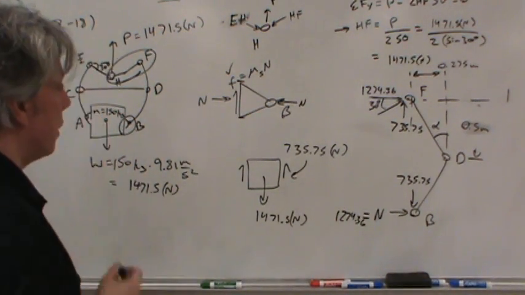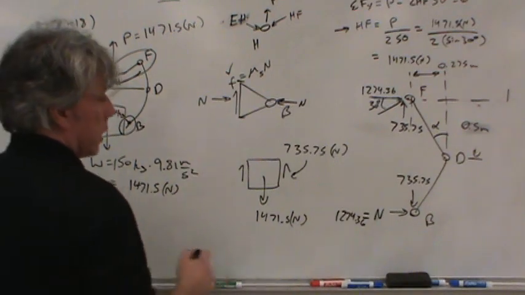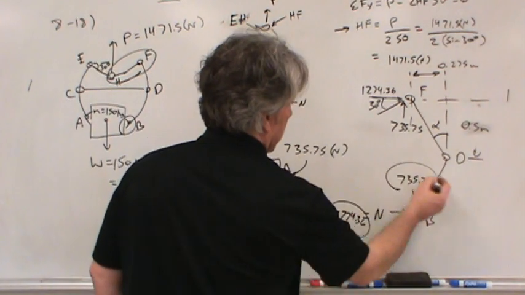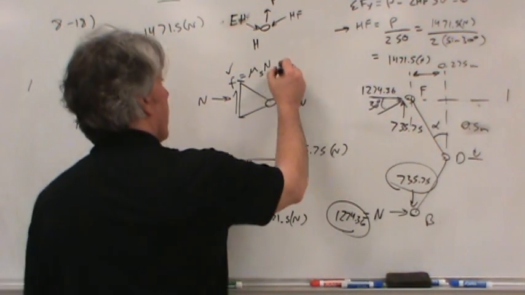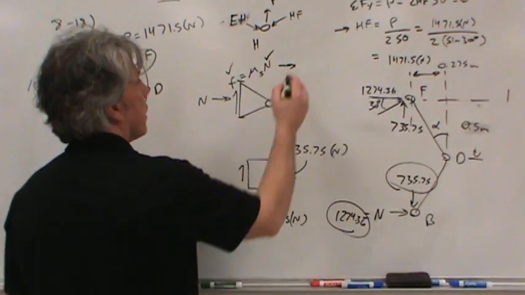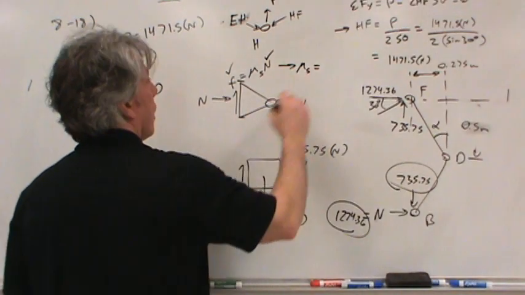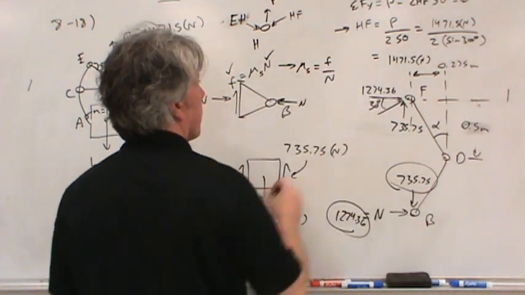All we have to do is just take the ratio of these two, because look, what we've done is we've calculated the normal force now. So the friction coefficient would have to be the friction force divided by the normal force.